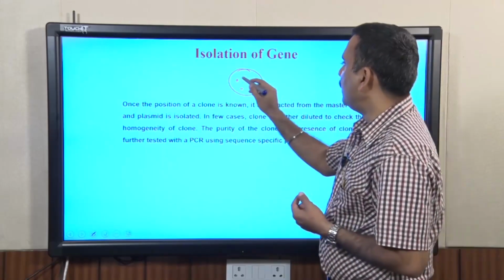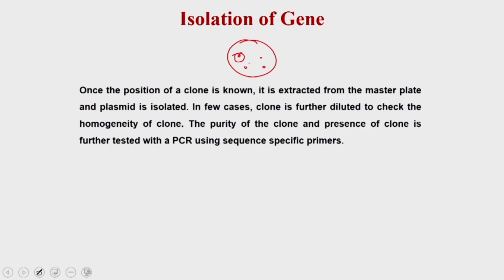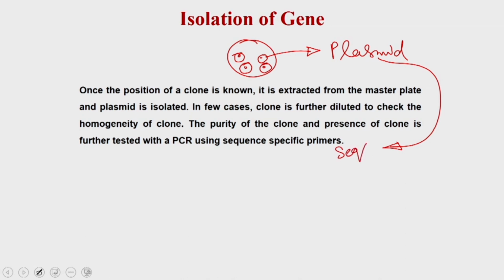Now, what you are going to do is you are going to go to the master plate and extract this particular clone and extract the plasmids. Now, you take out the plasmid and do a sequencing. Once you do the sequencing, you will know what genomic sequence this plasmid contains.